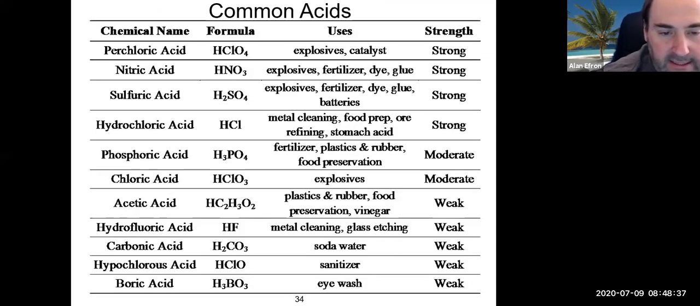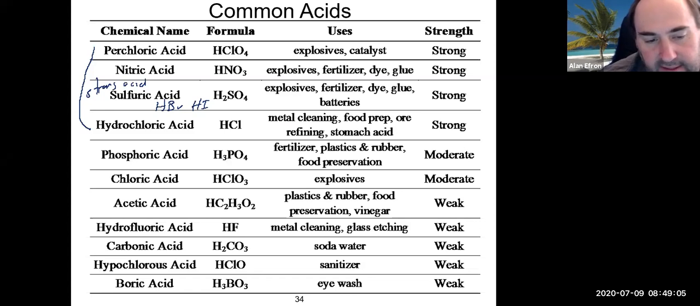So here are some common acids. There are some strong acids. By the way, these are some strong acids here, as you can see over there. Some other strong acids, HBr, HI is also a strong acid. There are some moderate acids there, and then some weak acids as you come down this way, acetic acid, HF, and so forth.